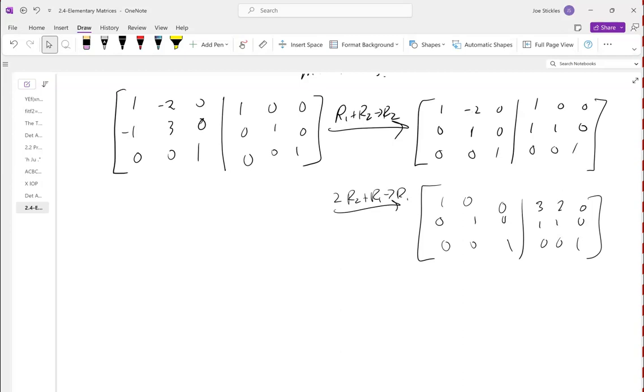All right, so the inverse of the original is this matrix on the right? The 3, 2, 0, 1, 1, 0, 0, 0, 1, correct? So again, what it means to be an inverse is that you would take this matrix, I'm going to do it on either side, but I'm going to do it on the left here.